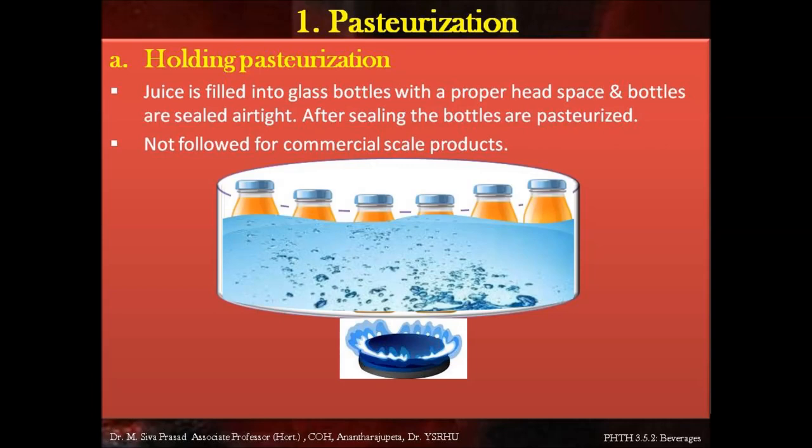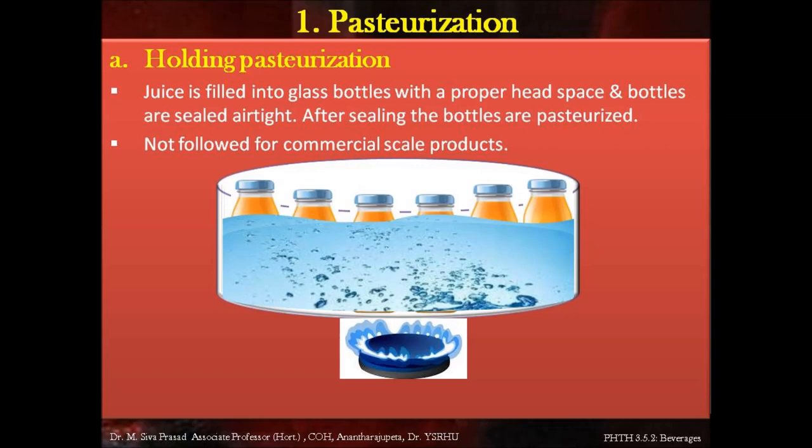Pasteurization is carried out in most homes, so this is a home scale kind of pasteurization, at a scale which is suitable for homes. If you are preparing certain juices or beverages at home, then the method of killing microorganisms is carried out by this holding pasteurization. In this method, you fill the juice in bottles which need not be sterile but clean. You pour the juice into clean bottles, put the lids on and tighten them.